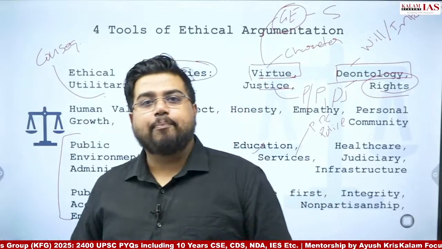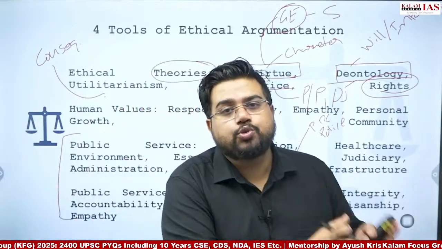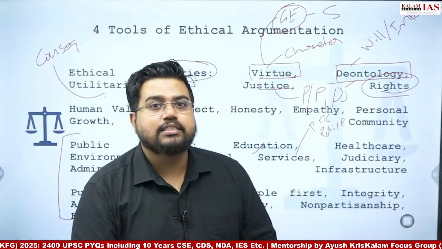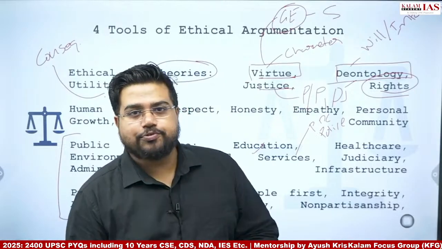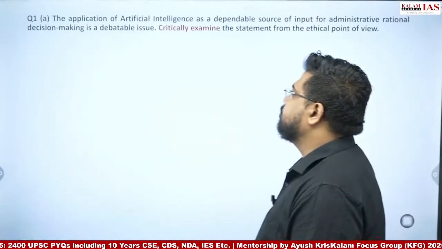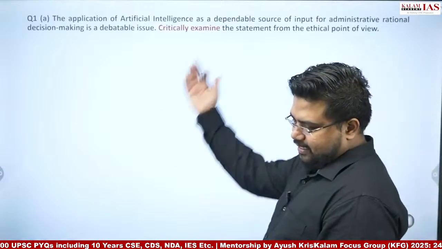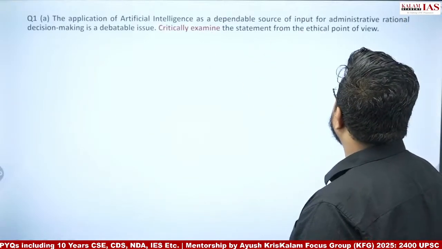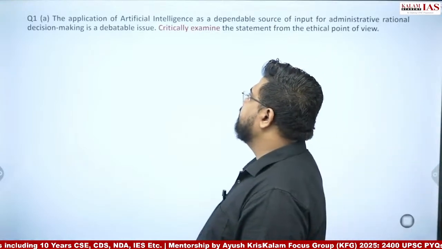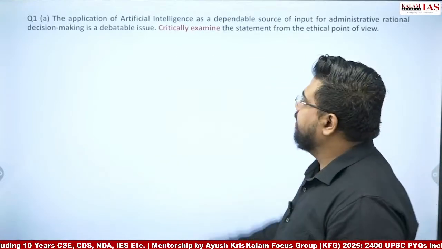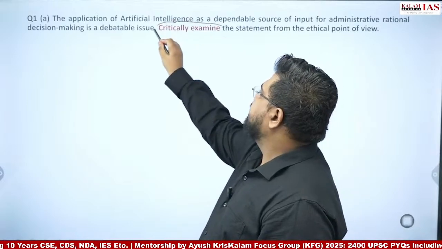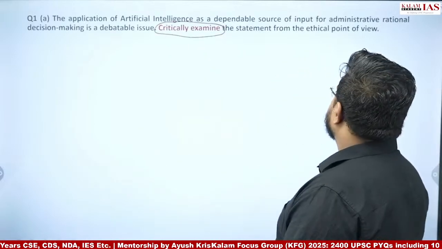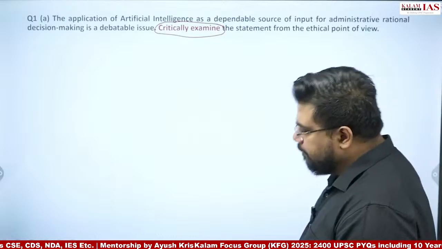How you can apply our no-nonsense approach to applied ethics based questions, or the challenging questions of 2024. Let's get started. The first question, quite a very easy question. The application of artificial intelligence as a dependable source of input for administrative rational decision making is a debatable issue. We have a statement. Critically examine is the keyword here. The statement from an ethical point of view.